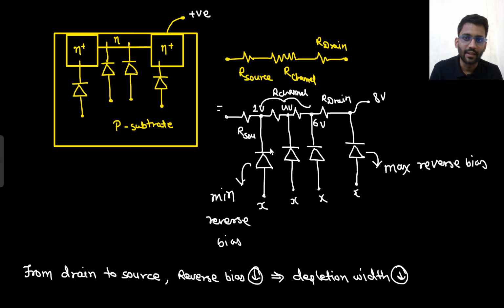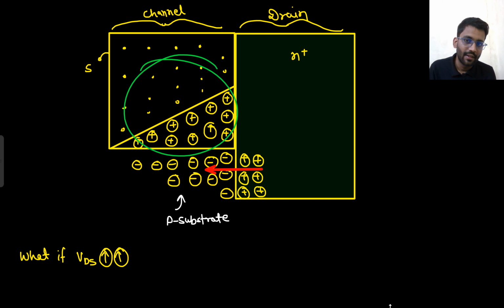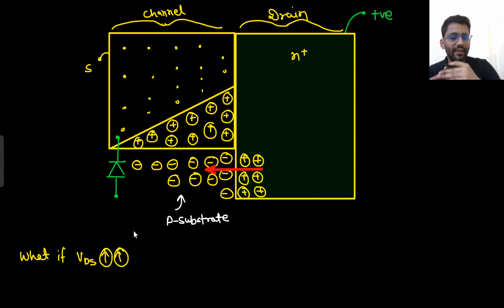And one more thing is happening: because of this positive supply, the depletion region is increasing. Look, this is n type and this is p type. If I am applying a positive potential here, most of the positive potential is coming on this side. Because of that, with n here and p here, this depletion region is increasing. What will happen if I keep on increasing VDS? The depletion region will keep on increasing from the drain side.